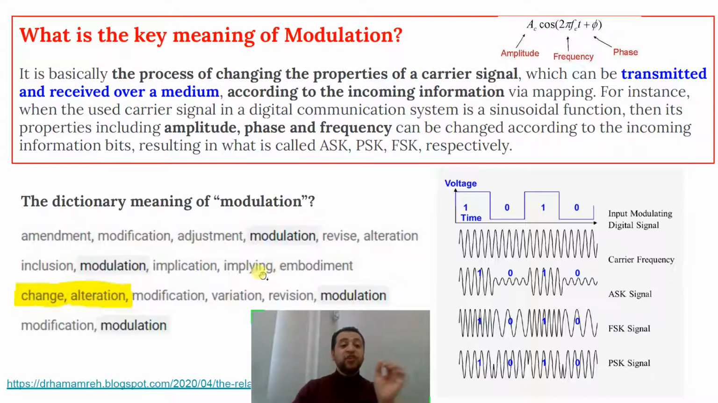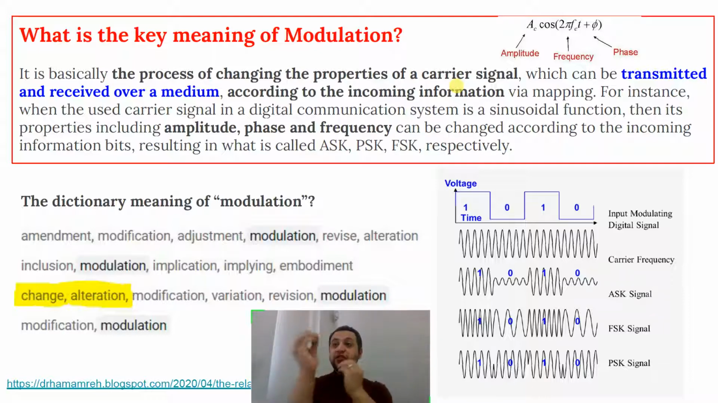What does it do? So here, if we just understand the word modulation, instead of saying modulation, understand it by the word changing or alteration. Just instead of being confused with the word modulation, can you change it in your mind with the word changing? Modulation simply means changing. Now you will ask me, changing what? I will tell you it's basically the process of changing the properties of a carrier signal.